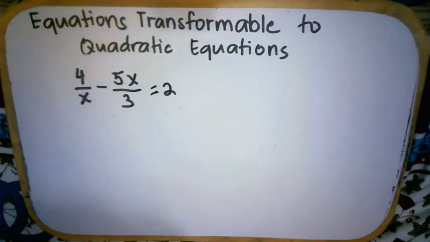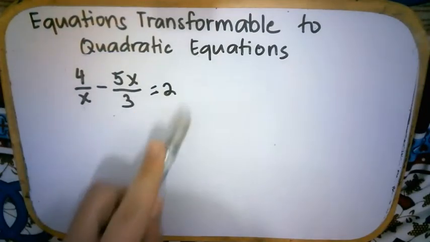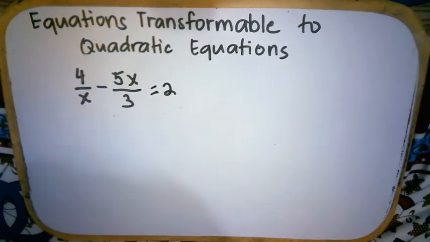Next example, we have 4 over x minus 5x over 3 equals to 2. This kind of equation is called rational equation. Ngayon, obviously, hindi natin nakikita yung quadratic term. But we can still transform this equation into quadratic equation. The question is, how are we going to do that? Kapag mayroon tayong rational equation, ang una laging ginagawa is to find the LCD. The LCD stands for least common denominator.